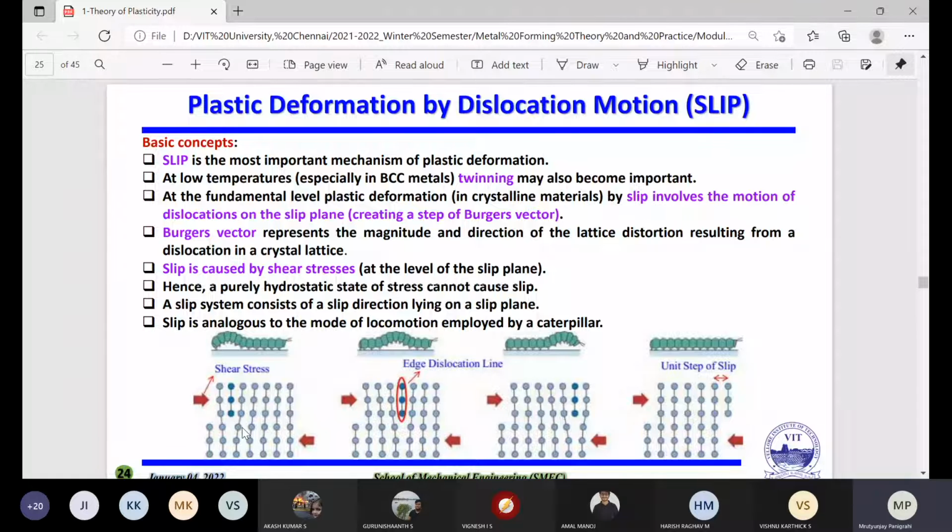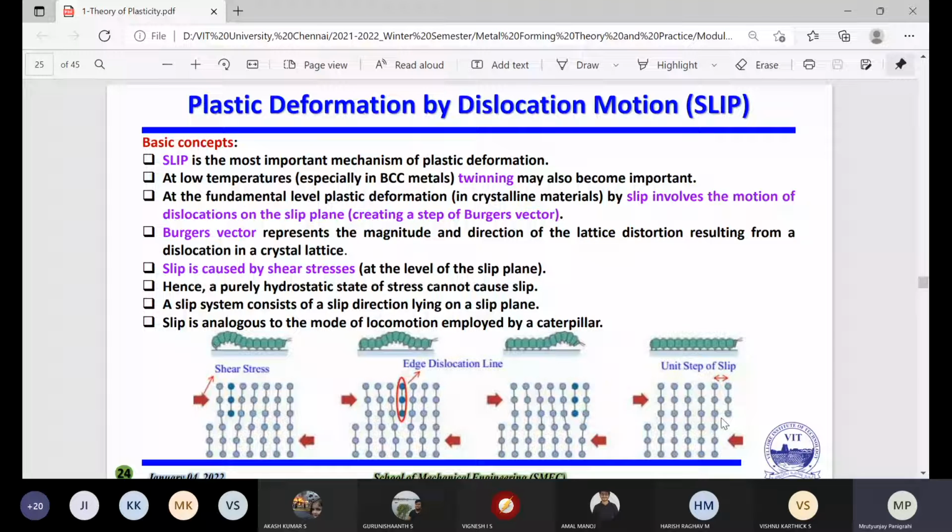And the moment you are applying some force there, how will it happen? This disorder area will move from one place to another. And the moment it moves, all the lattice structure also moves. Again it is moving from here to here, then again it is moving totally. So that means plastic deformation has already happened there.